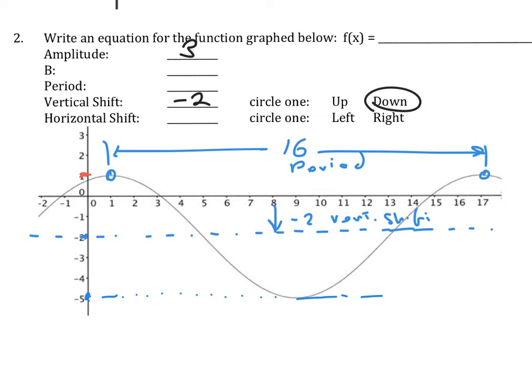How'd you get the amplitude of 3 again? I looked at the maximum value, the peak value, and the minimum value, the crest and the trough of the wave. Oh, so it's like how far it is from negative 2. And so the amplitude is always 1/2 of that distance from the max to the min. From the y. Oh, okay.